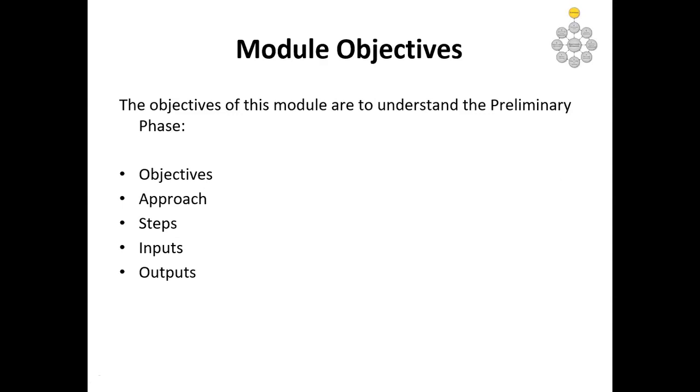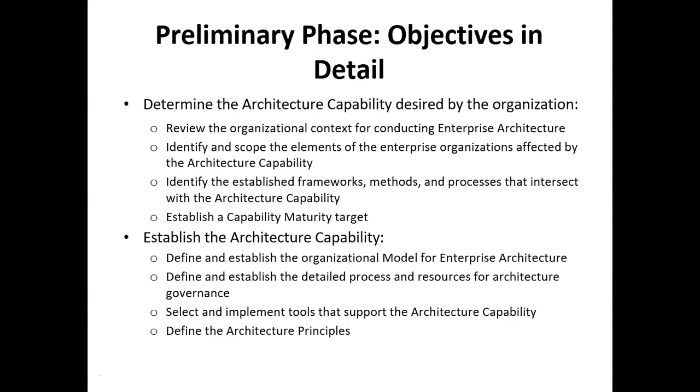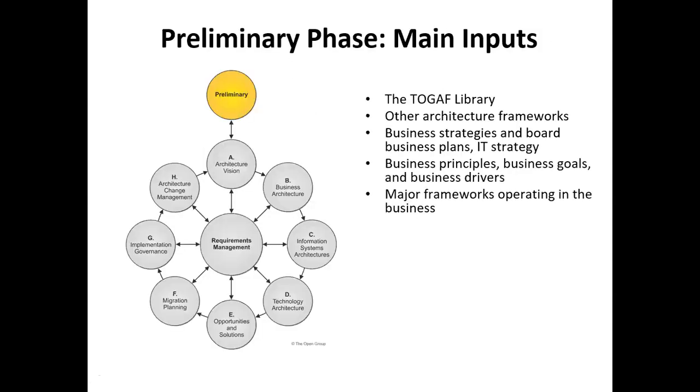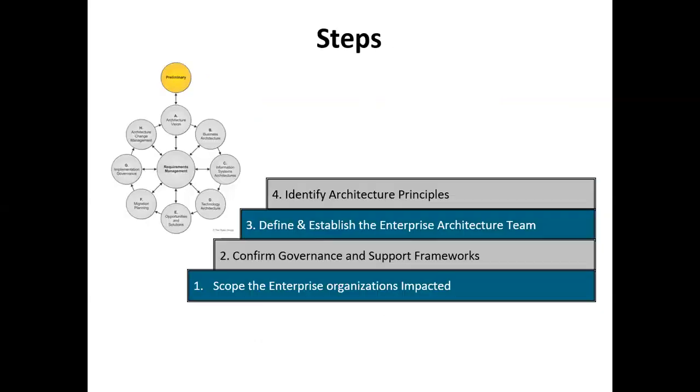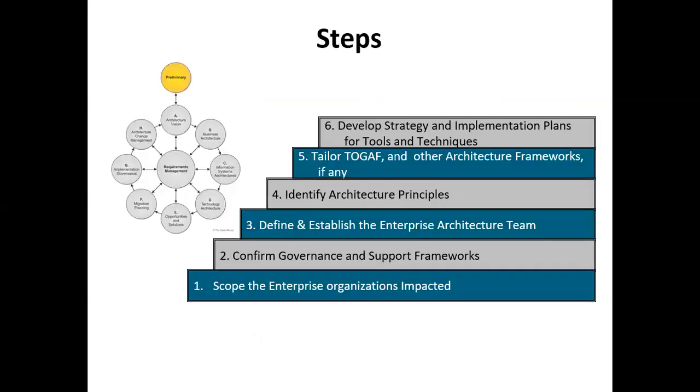Now, if you look at that, objectives we have finished, approach we have finished, and we are getting into the steps now. Before the steps, what are the inputs in the preliminary phase? If you look at the inputs here, for example, the TOGAF library, the strategies, the principles, all these are inputs. Now, steps in the preliminary phase: 6 steps.